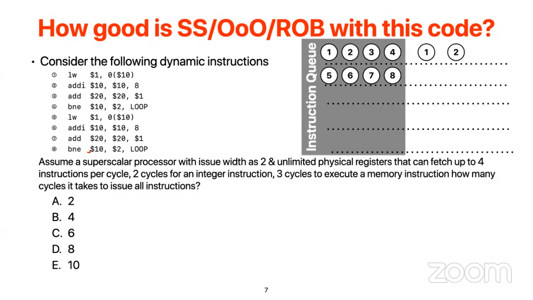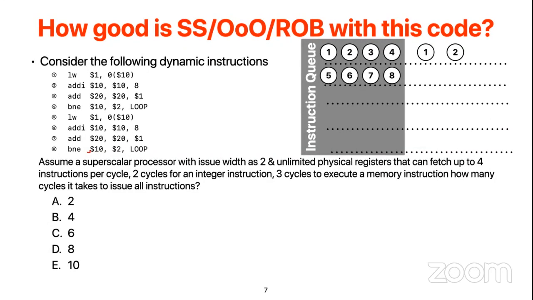For this example, I actually want two cycles for integer execution and three cycles to execute a memory instruction. If you remember, the previous pipeline I showed had four cycles, but here I'm saying it's only three cycles. You can see the first and the second instruction don't have a dependency, so they can be executed together. However, the third instruction is a memory instruction, so you have to wait for 1, 2, 3 to receive its result. So it's here.